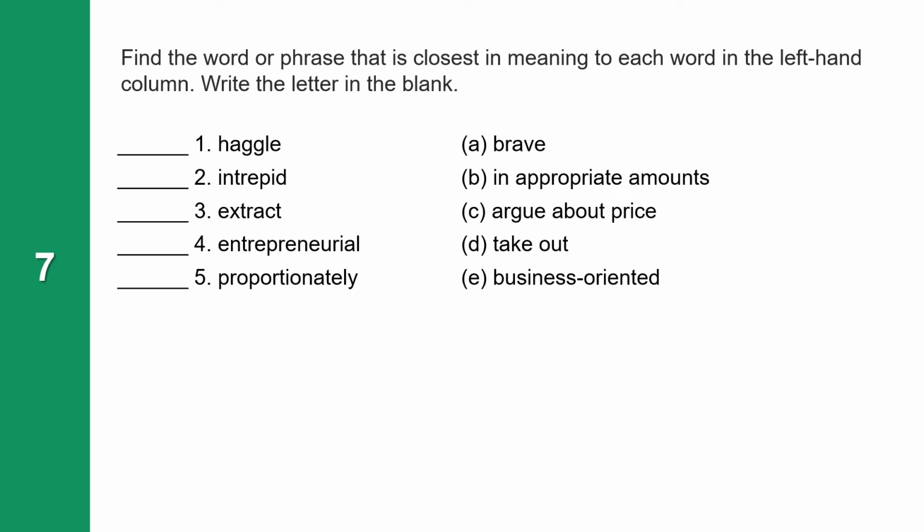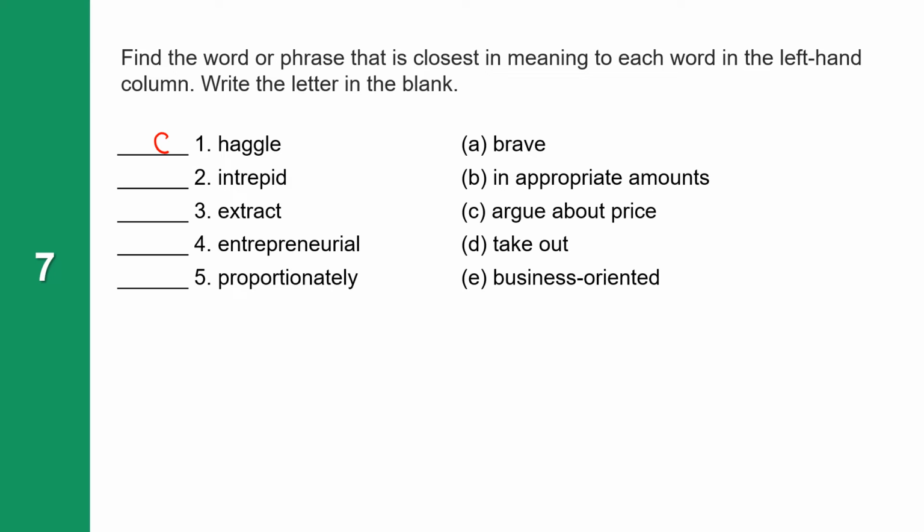Now let us find the word or phrase that is closest in meaning to each word in the left-hand column. Write the letter in the blank. The first word is haggle. Haggle is to argue about price, so the answer is going to be C. Haggle, to argue about price.